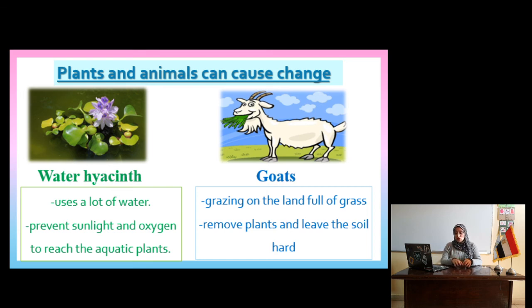Goats gathering on a land full of grass, what's going to happen? They will eat it. They will eat all the grass. So they will remove all the plants and leave the soil hard. It will be a dead soil. If we have a lot of goats, they will eat all the grass and leave a dead land. So plants and animals also can change the environment.